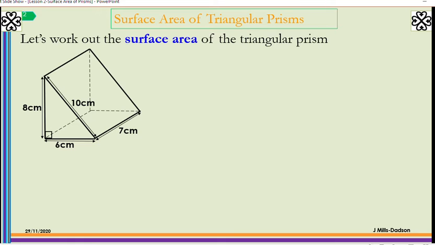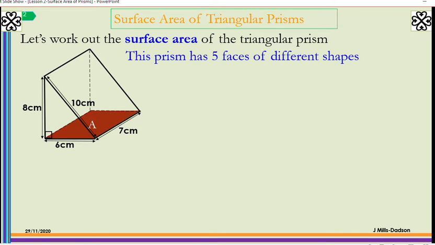Let's start with the triangular prism. First, we need to identify the faces of this prism. Can you guess the number of faces? 5, correct. Now let's identify them. 1, 2, 3, 4. Before I go to the final face, you can see that C and D are triangles and they are of the same size. So we have 4 faces, and the final face is the slant face.